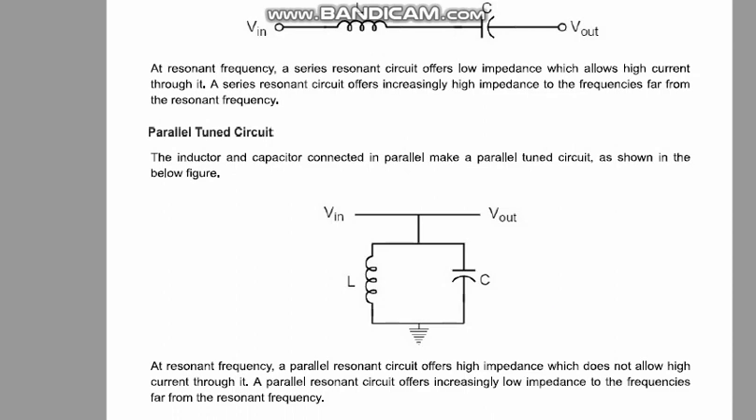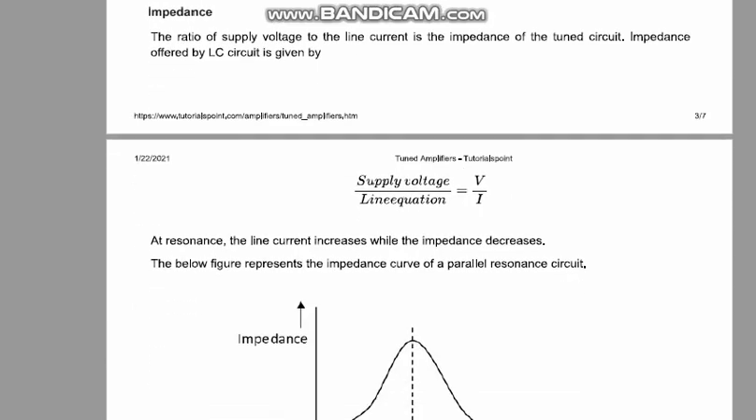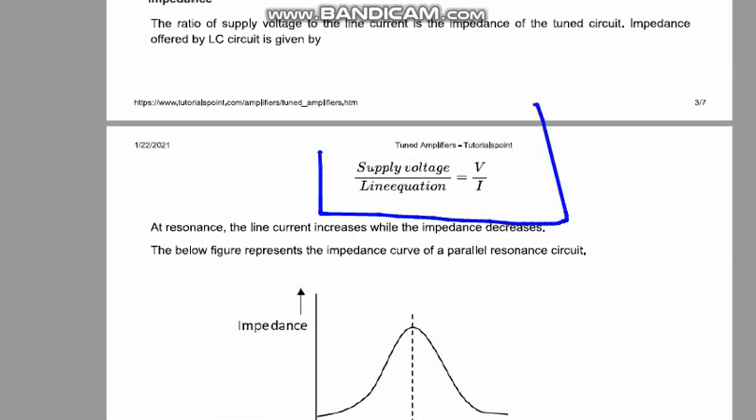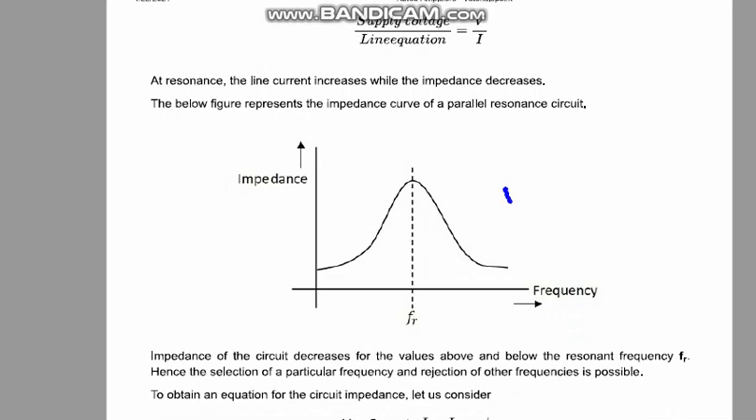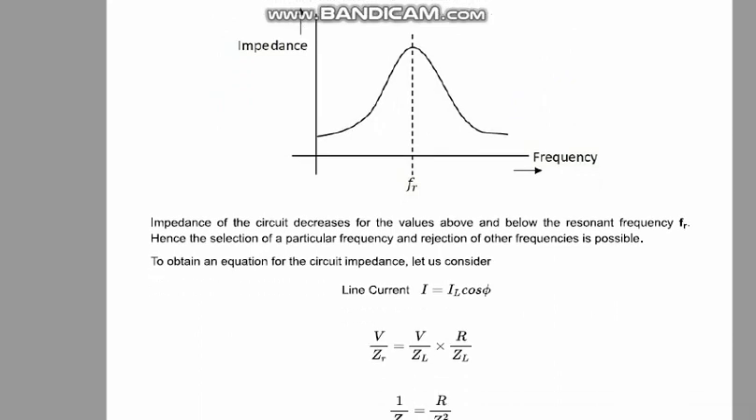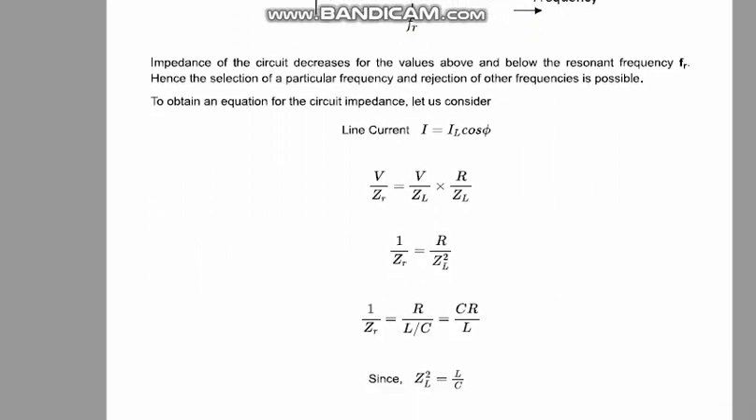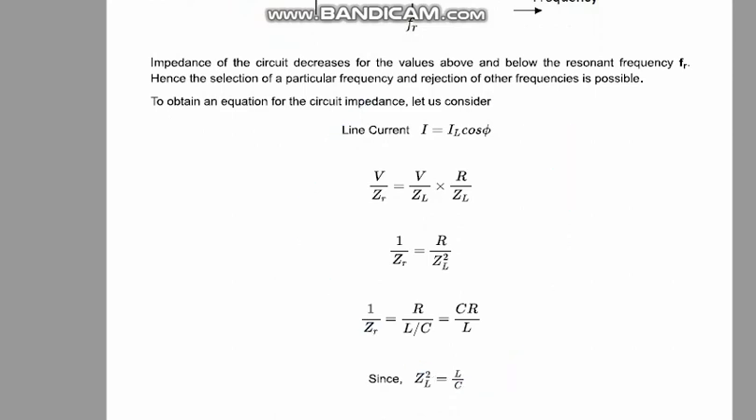And also the characteristics of the parallel tuned circuit: we know the impedance. This is the characteristic, the supply voltage divided by the line equation. We can get this, that is the most derived and known frequency response curve according to impedance. And I have told you in the previous lecture that's the line current. You can find out the line current like this. That is the equation that governs parallel circuitry.